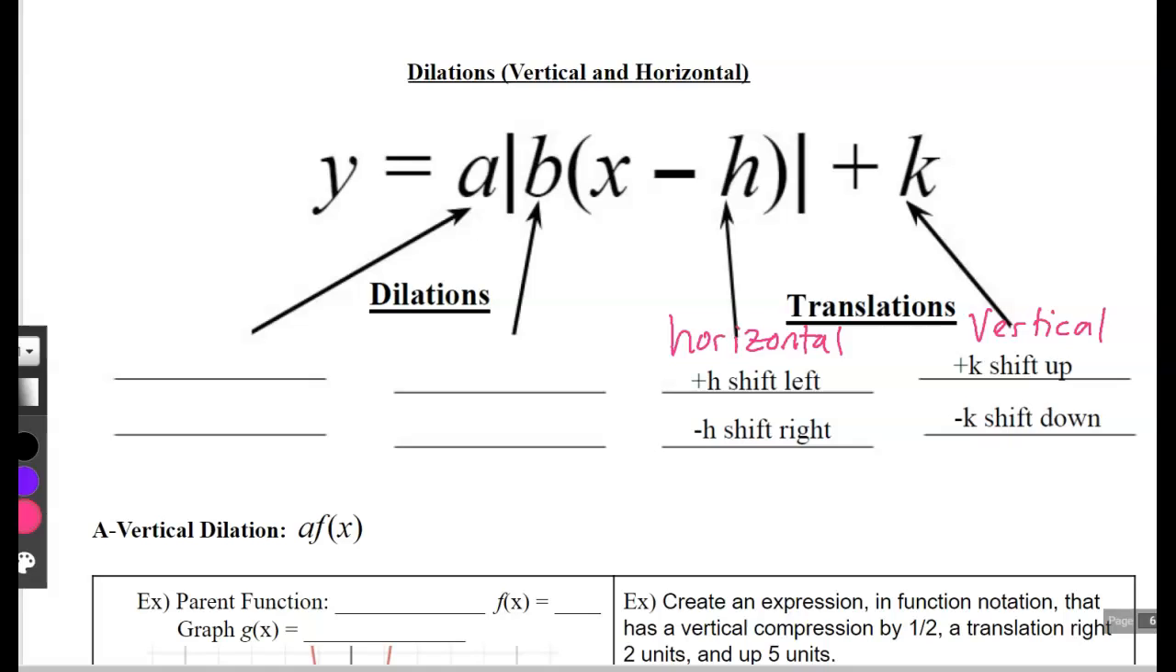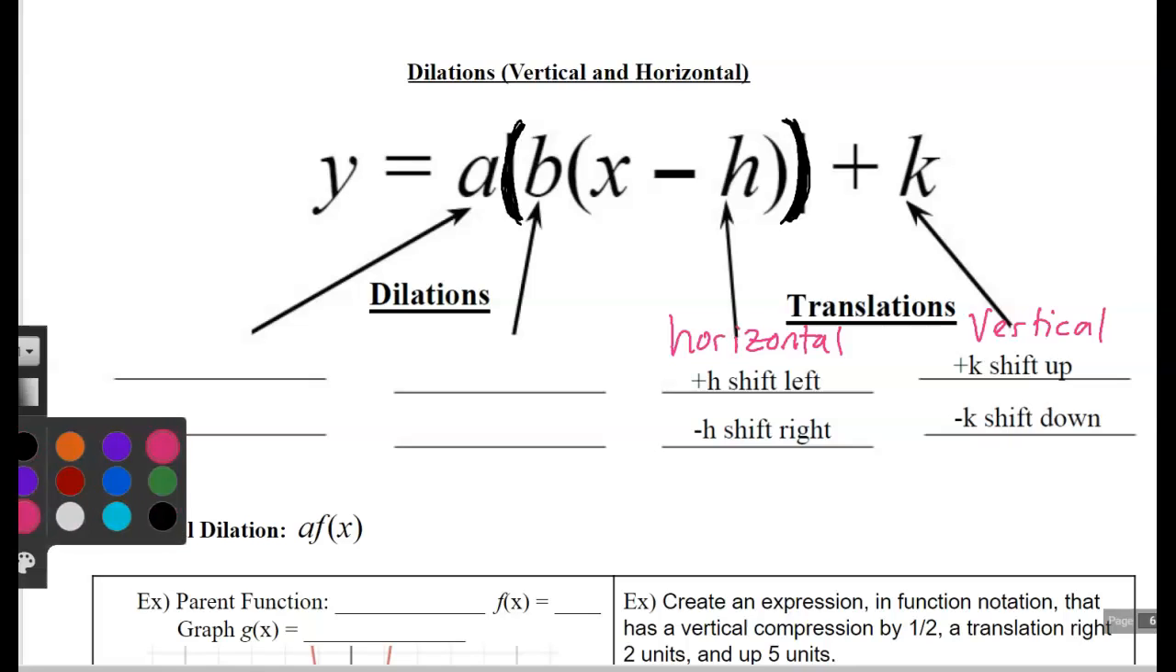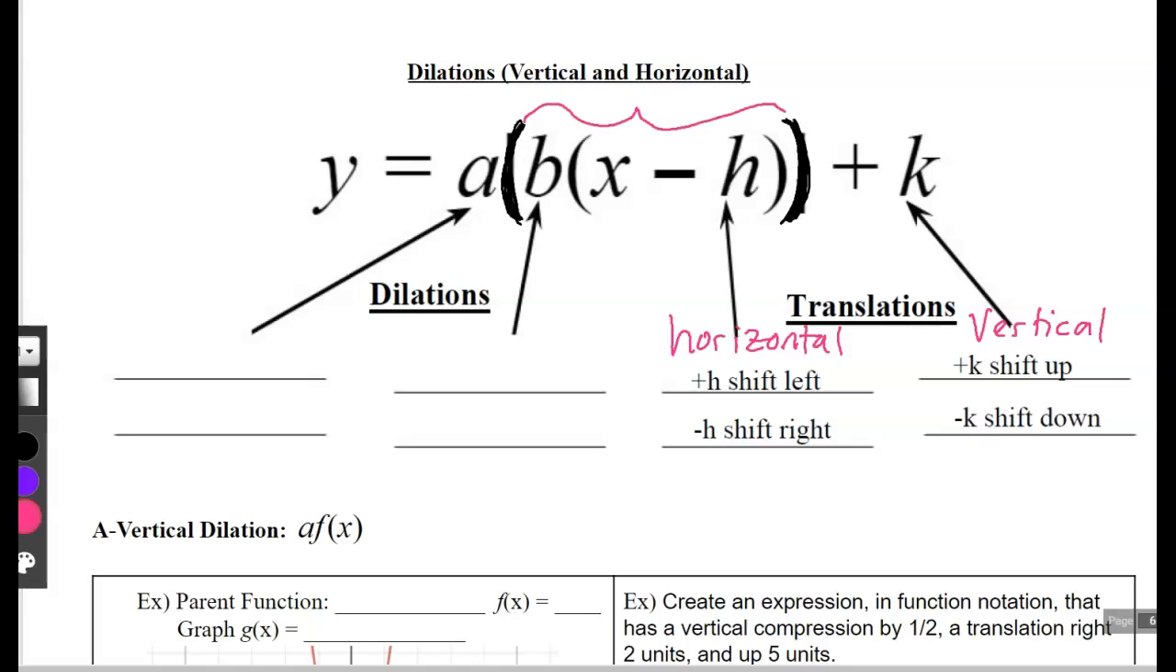And actually, there's a misprint on this paper. You should change the absolute value symbols to parentheses, so that it encompasses all functions, not just absolute value. But inside of our function's parentheses will always be our horizontal movements, our horizontal transformations. And outside of the parentheses are our vertical transformations.